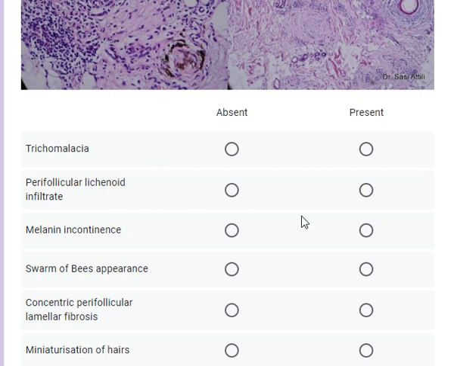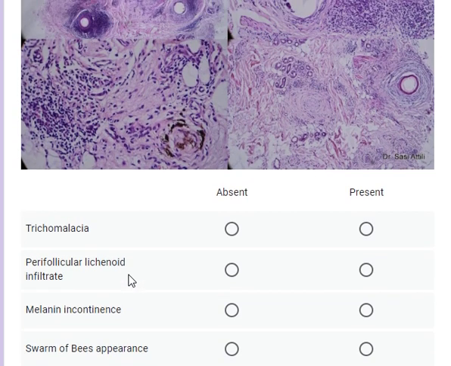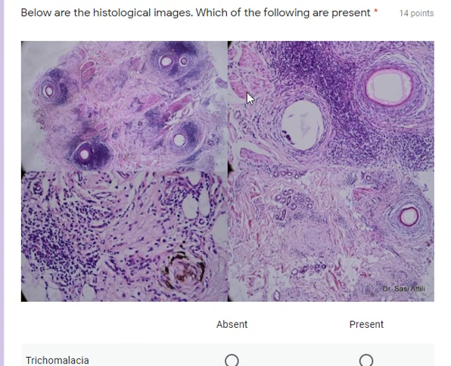Perifollicular lichenoid infiltrate is present, melanin incontinence is present, swarm of bees appearance. I put this deliberately to confuse you. In fact, this is present, and I give you an answer if you say it's present. But then you have to use your lateral thinking and understand that swarm of bees does not necessarily always imply alopecia areata. Alopecia areata basically is a lichenoid infiltrate against the bulb of the hair follicle. There the infiltrate is also lichenoid. But when the lichenoid infiltrate is higher up near the infundibulum or the isthmus, then we call it lichen planopilaris. There's no other difference between them.